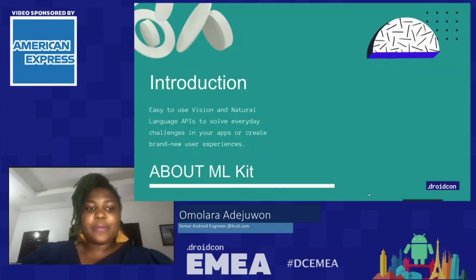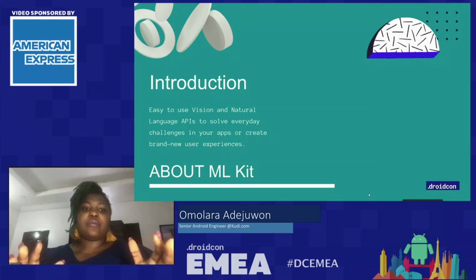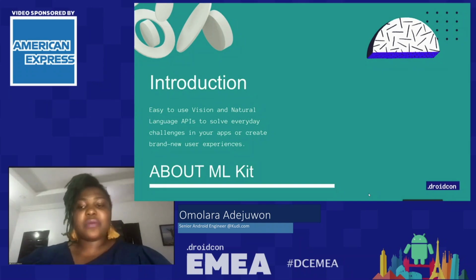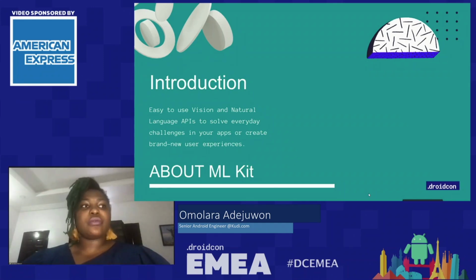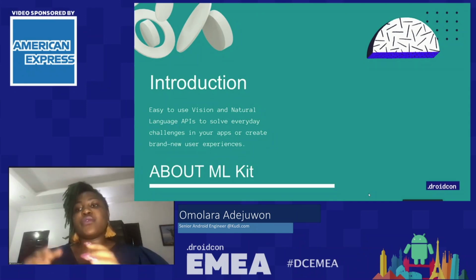All right, so ML Kit has lots of vision and natural language APIs that help to solve everyday problems, from face detection to object tracking to lots of other APIs available for everyday real-life scenarios. I'm taking you through almost all of them one by one, how you can implement them in your application, and possible use cases for each of these APIs.